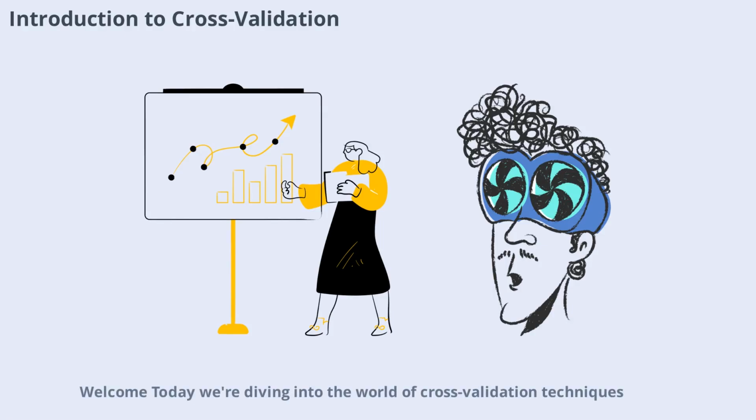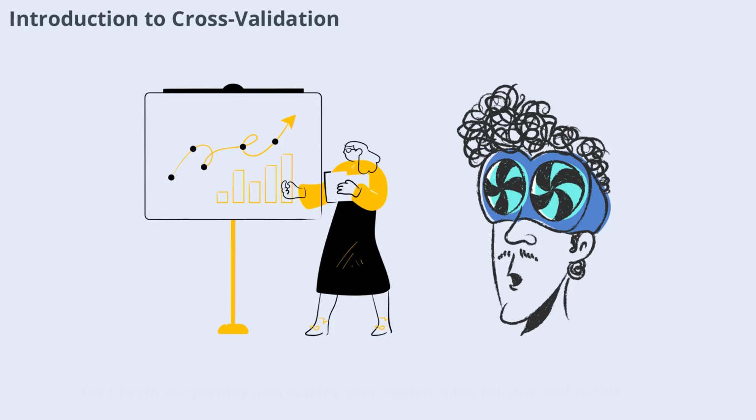Today we're diving into the world of cross-validation techniques, a cornerstone in the field of data mining. Cross-validation is a powerful method used to assess how well our predictive models perform on unseen data. By the end of this video, you'll understand why cross-validation is so essential, especially when working with large datasets and complex algorithms. We'll start by exploring the basic idea behind cross-validation, then move on to different techniques, their advantages, and practical tips for implementation. Let's begin our journey into making your models more reliable and robust.